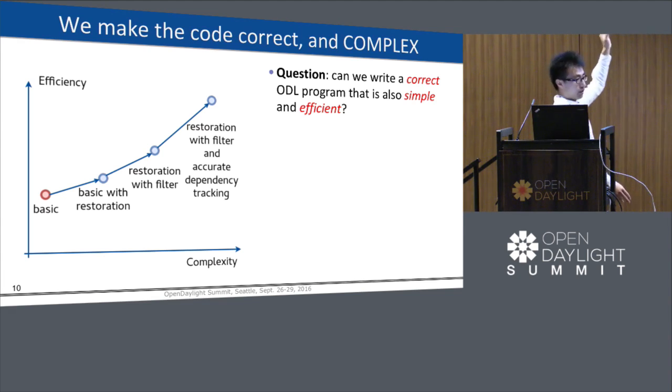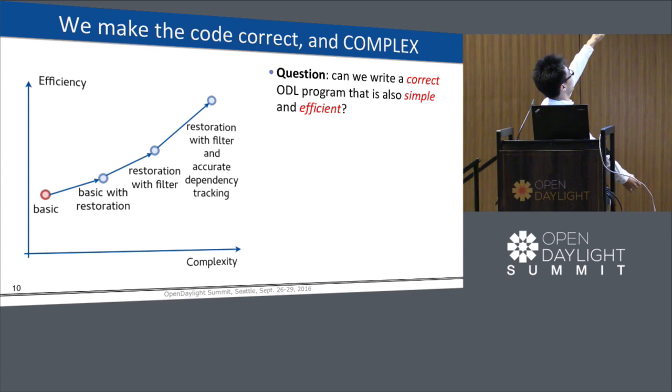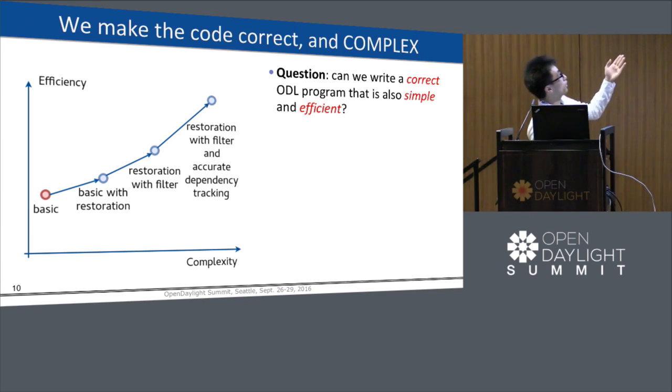The next step is we register for data changes, and we use the data change listeners to clean out side effects and also re-execute the program again to get the latest output. We can obtain a correct program with restoration. And then we try to reduce the redundant notifications with filters and also accurate dependency tracking.